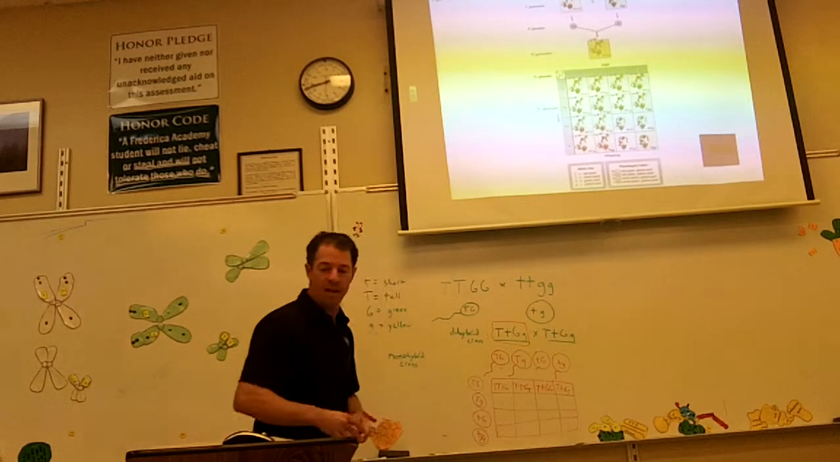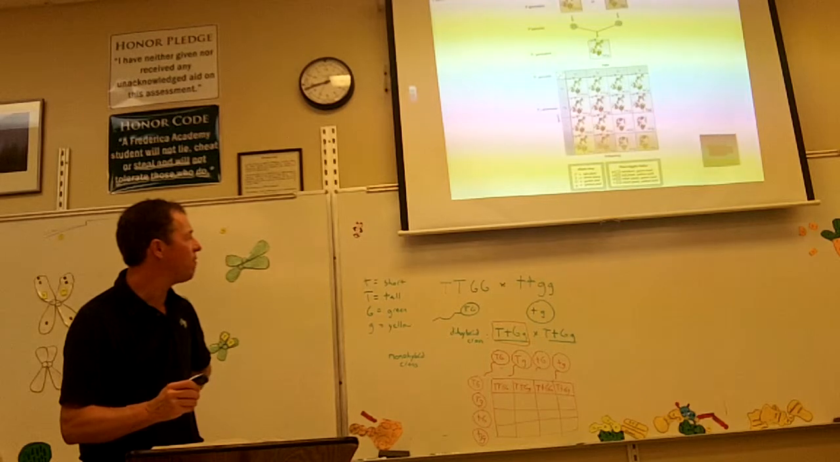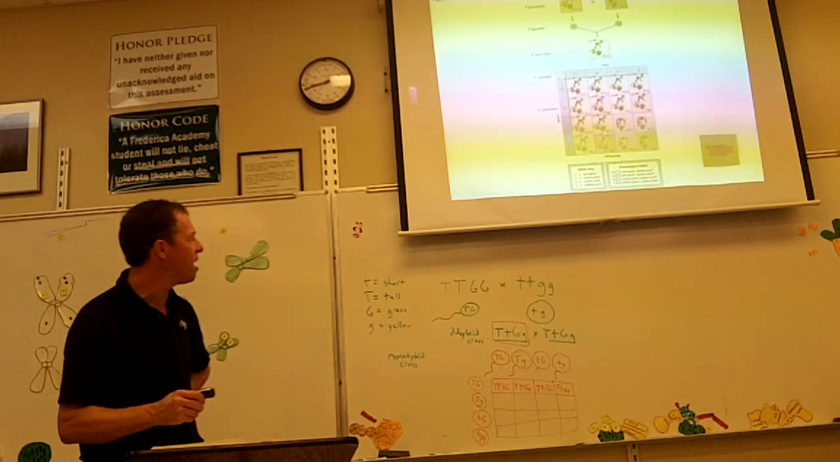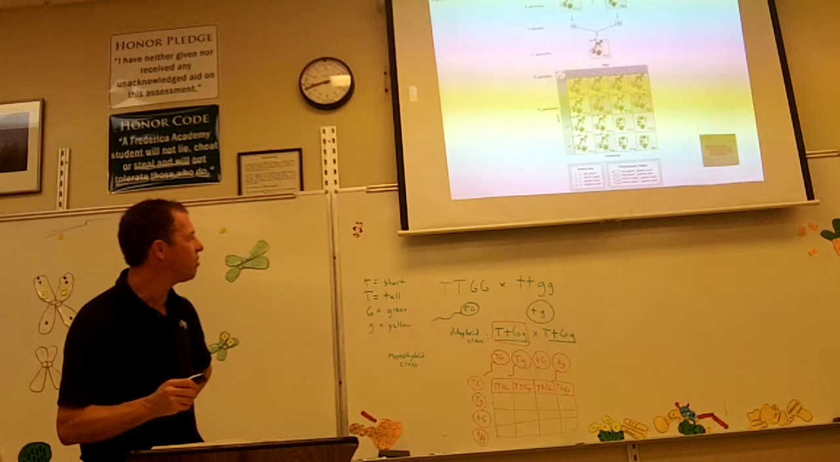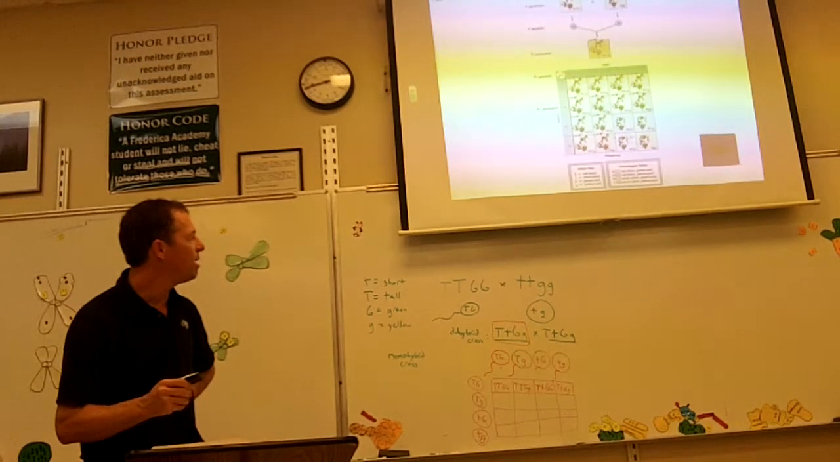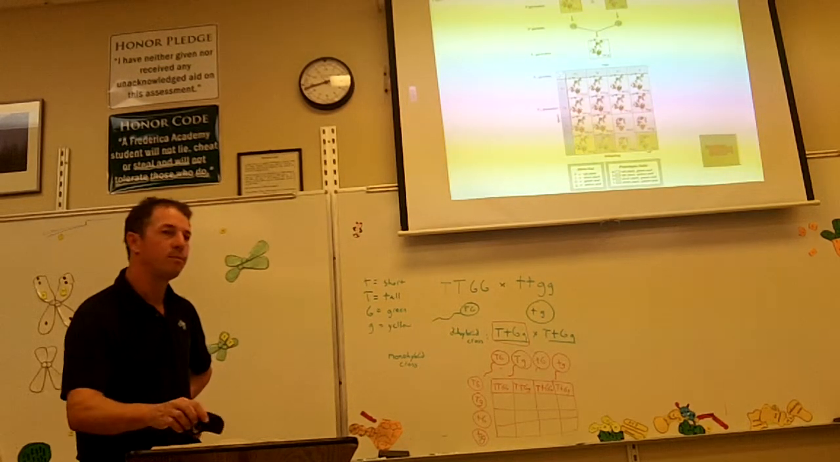You can see that we'll end up with 1, 2, 3, 4, 5, 6, 7, 8, 9 tall and greens. We'll end up with 1, 2, 3 tall and yellows. We'll end up with 1, 2, 3 short and greens. And one short and yellow.